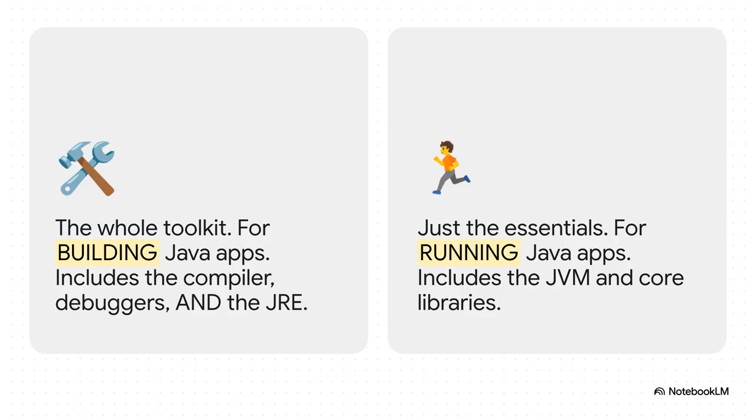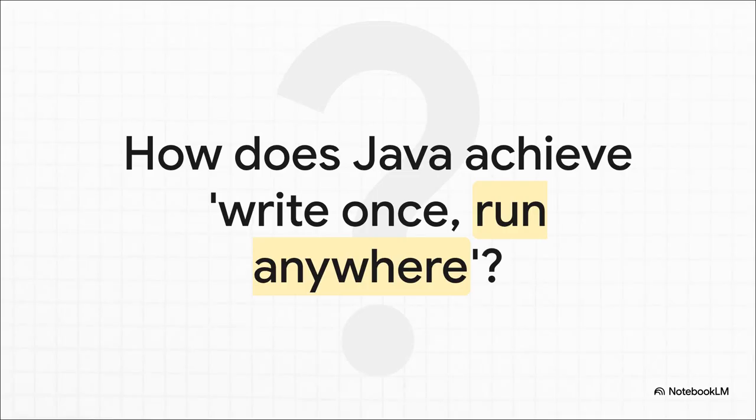Now, the JRE, the Java Runtime Environment, that's just the essential stuff you need to run a Java app. It's got the JVM and the basic libraries. So here's the easy way to remember it. The JDK is the whole car factory, but the JRE is just the engine and the gas you need to make the car go.